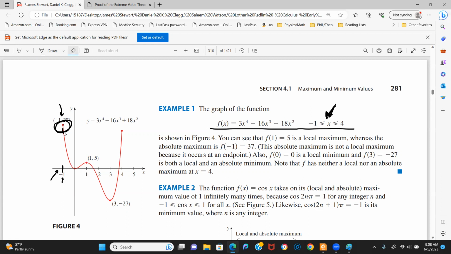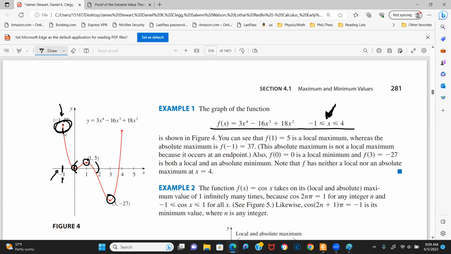So 0, the point right here, is going to be a local minimum but not an absolute minimum. This one here is going to be a local maximum. Again, you could take, I guess, the interval from 0 to 2, so that'd be centered at 1. And it's going to be a maximum on that interval, but it's not a global or absolute max.